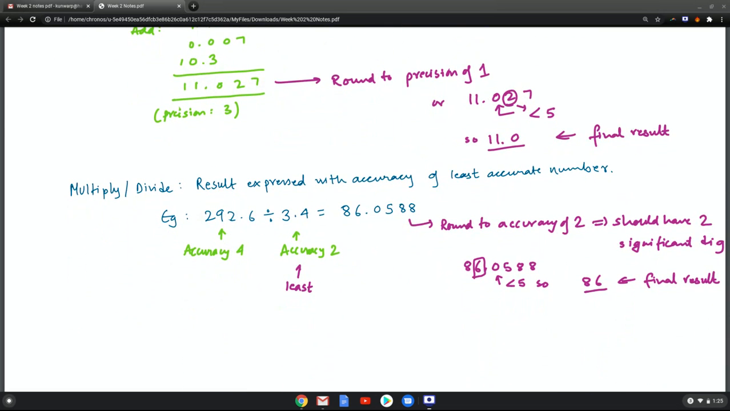For multiplication and division, the result is expressed with the accuracy of the least accurate number. For example, 292.6 divided by 3.4, these numbers have accuracies of 4 and 2 respectively. 2 is the least. We find out the division comes out to 86.0588, but that's an accuracy of 6. That's not allowed. It has to be an accuracy of 2. To round it to an accuracy of 2, it should only have 2 significant digits, which means we're rounding off at the 6. Now, because the next number is 0, we round down and it's 86, which is the final result.